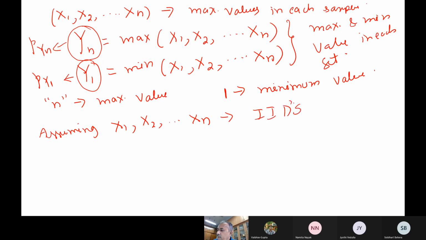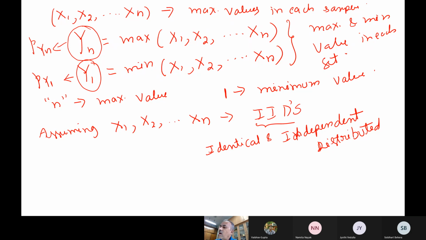Now what do you mean by IIDs? What's the definition of IID? Long back we defined it. When I say IID, what is the meaning? I stands for identical and the other I is for independent, and distributed random variables.